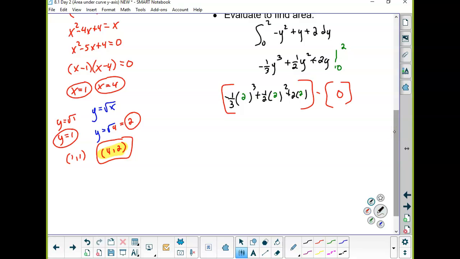2 to the third power is 8. 8 times negative 1/3 is negative 8/3. 4 times 1/2 is 2. Now, if this whole thing is 2, I think it's better to think of 2 as 6/3, because then I have my fractions ready to be combined. And I know I've got 4 here, but it might be better to think of 4 as 12/3. Now everything has thirds. Negative 8 plus 6 is negative 2. Negative 2 plus 12 is positive 10/3.